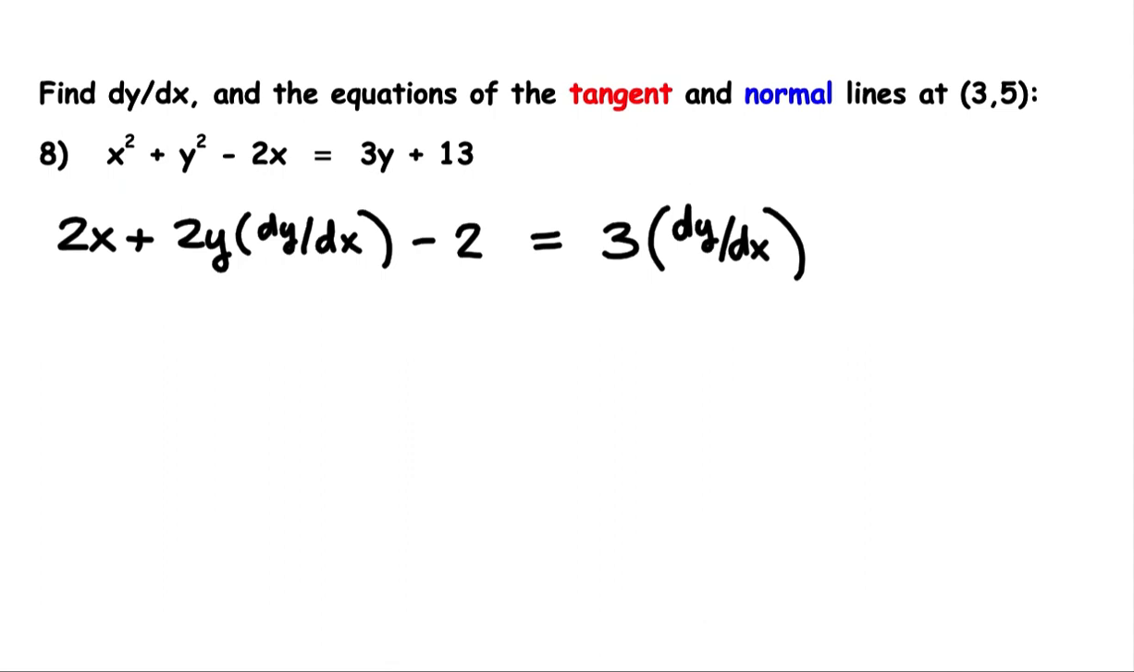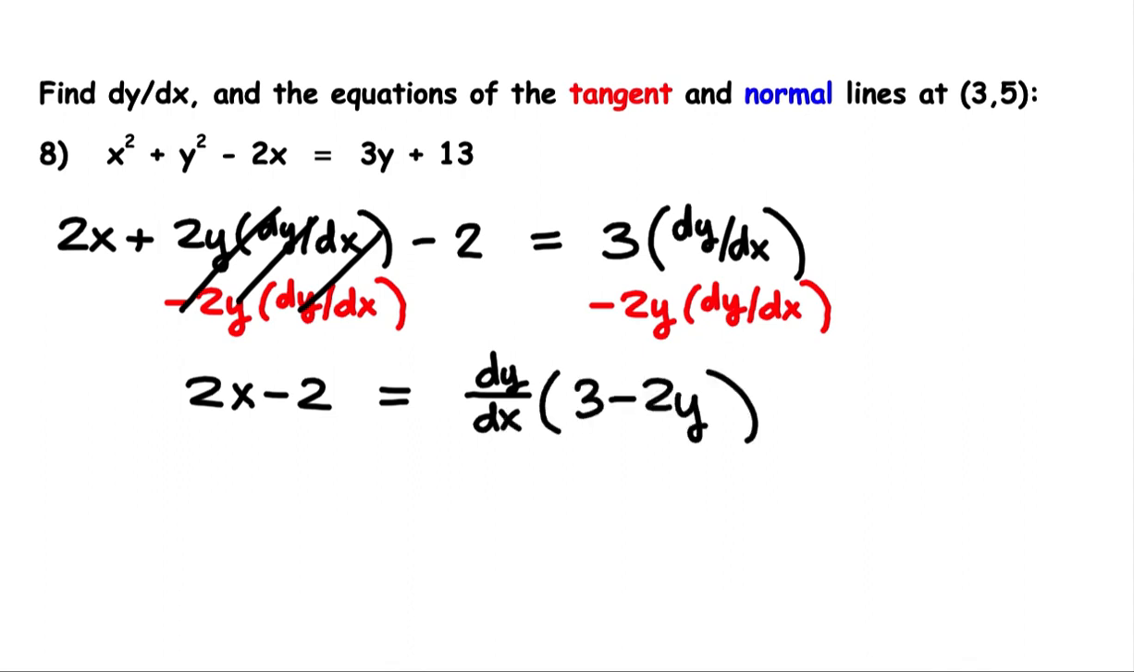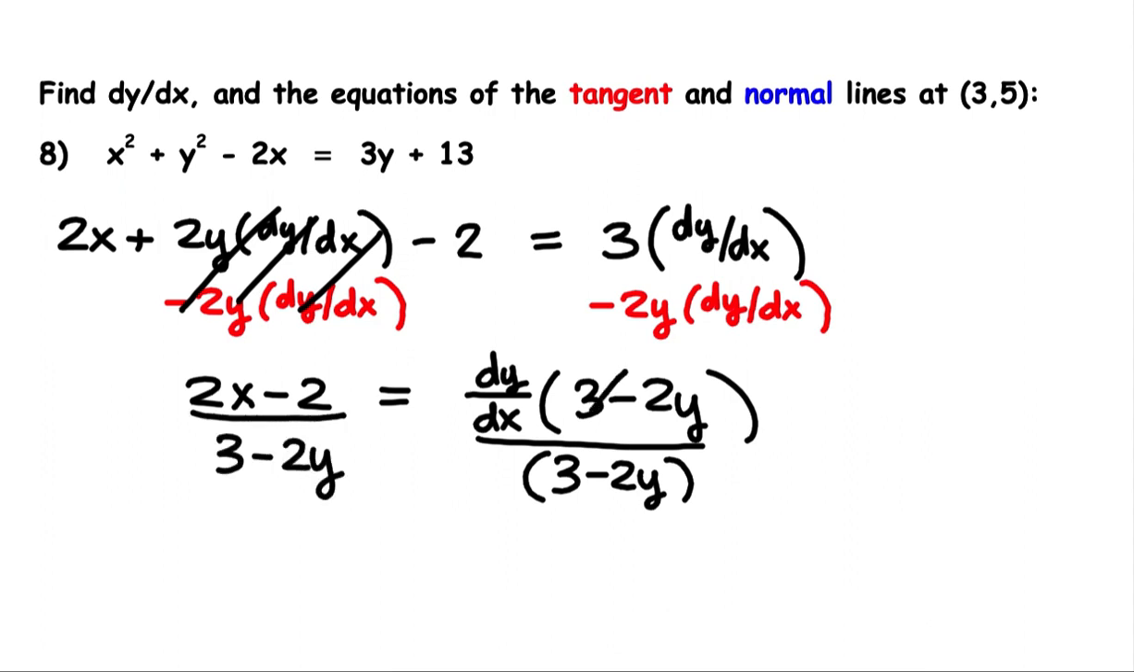Let's go ahead and subtract 2y dy/dx from both sides. All right, that drops out. So that's just a 2x minus 2. The right-hand side, they both have dy/dx, so I'll factor it. Divide both sides by the 3 minus 2y. That will cancel out. All right, so we've got our derivative, 2x minus 2 over 3 minus 2y.